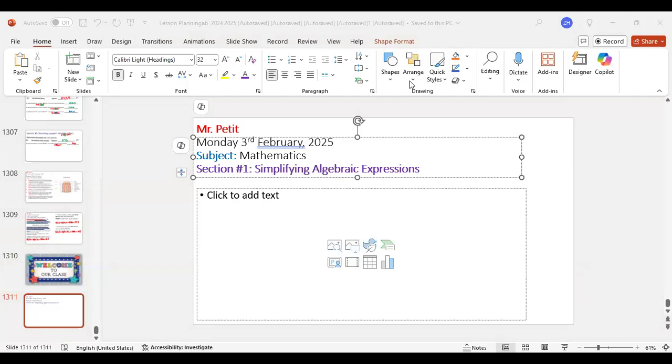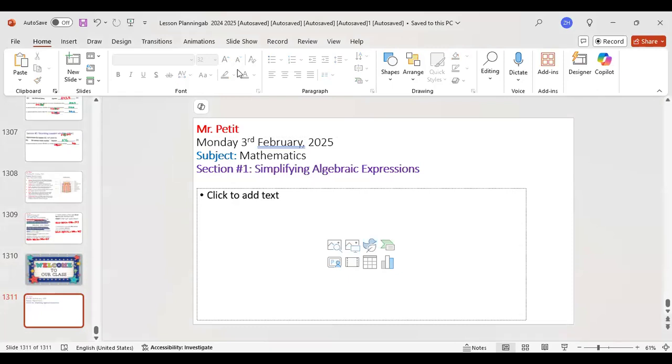So we're going to be looking at simplifying algebraic expressions for this evening. So we want to do some algebra today. This is the first section. So please make sure you have your writing utensils, something to write on, something to write with. So let's go ahead and simplify these algebraic expressions.